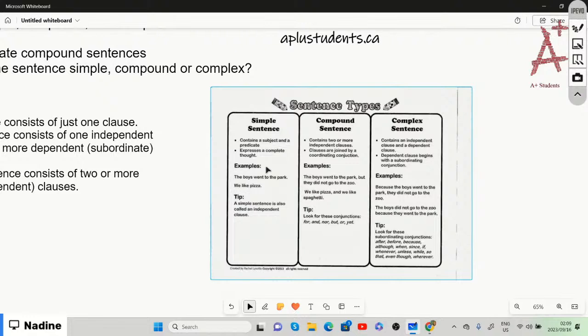And then we have: We like pizza and we like spaghetti. So it's like one person, or let's say a group of people, or two people saying we like pizza and the others say that we like spaghetti. But in order to join those two sentences, we have a conjunction which is and. So: We like pizza, comma, and we like spaghetti.